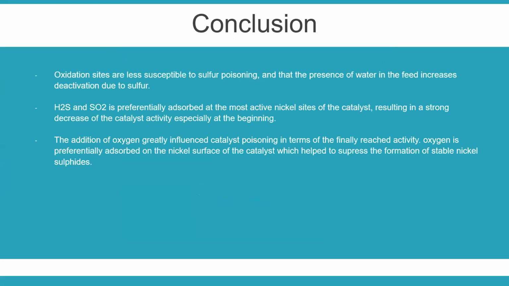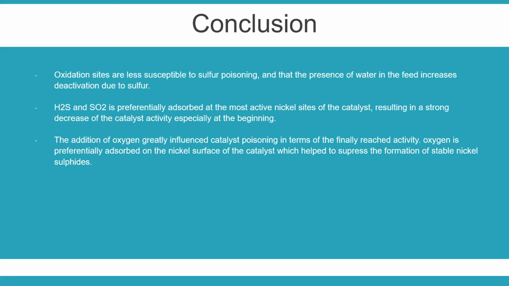For the conclusion, the study of the effect of water on sulfur poisoning found that oxidation sites are less susceptible to sulfur poisoning, and that the presence of water in the feed increased deactivation due to sulfur. Hydrogen sulfide and sulfur dioxide are preferentially adsorbed at the most active nickel sites of the catalyst, resulting in a strong decrease of the catalyst activity, especially at the beginning. For hydrogen sulfide and sulfur dioxide poisoning during steam reforming of methane, the experiments also show a rapid deactivation of the catalyst at the beginning and a reduction of the deactivation rate with the passing of time.